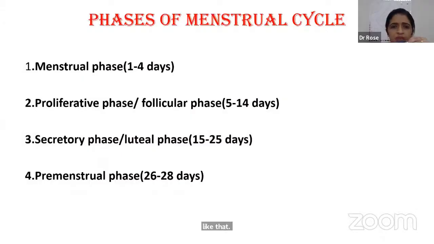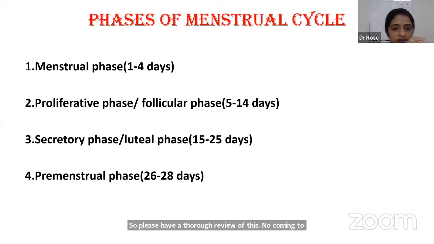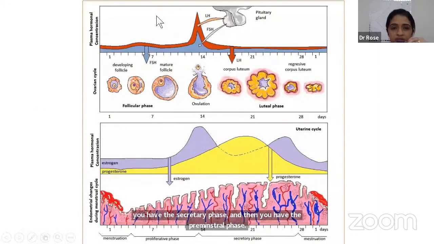Now, coming to the phases of the menstrual cycle, you have the initial 4 days known as the menstrual phase, followed by the proliferative phase, then you have the secretory phase, and then you have the premenstrual phase. So altogether in a normal cycle you have 28 days. So this is just a comparison.